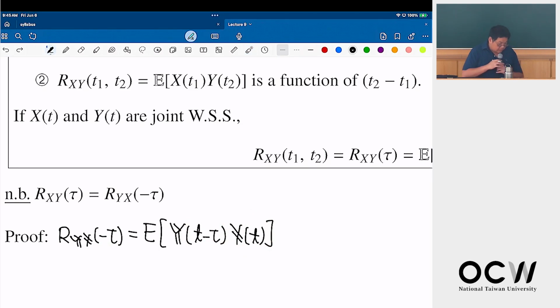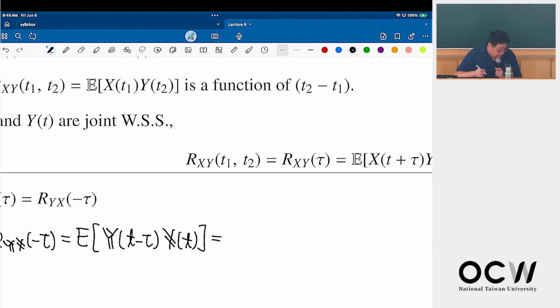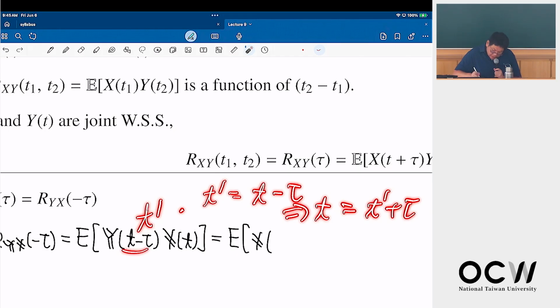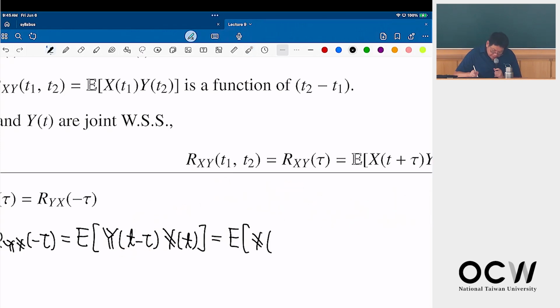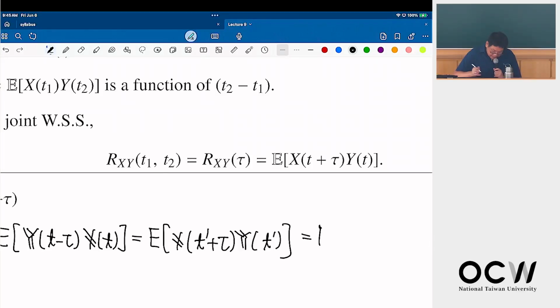We can change the variables. So T minus tau becomes T prime. Then we have X, this one becomes T prime. T prime means T minus tau. So T equals T prime plus tau. So T becomes T prime plus tau. So X, here we have T prime plus tau. And your Y is T prime. And so that's why this is the cross correlation of XY tau.